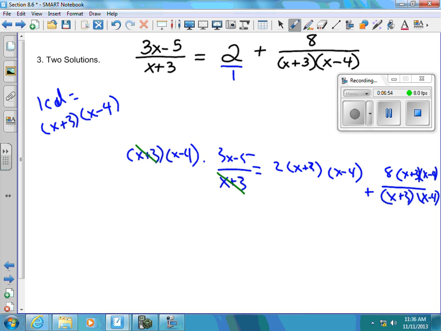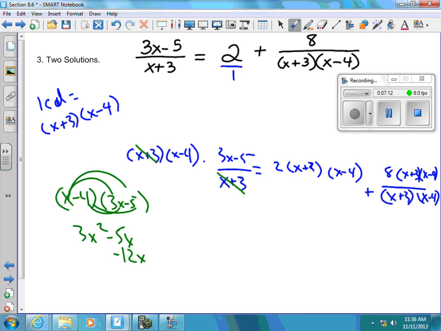Those cancel out. I end up getting x minus 4 times 3x minus 5. That means I have to FOIL it or use the box. We get 3x squared minus 5x minus 12x plus 20. When I simplify that, I get 3x squared minus 17x plus 20.